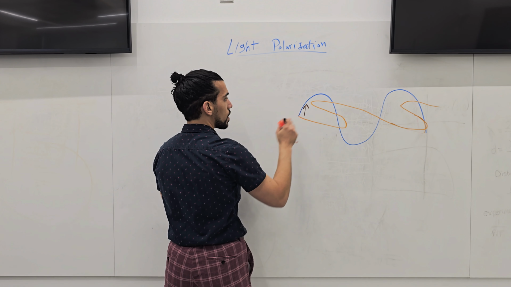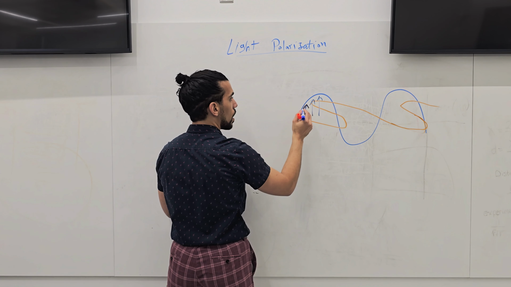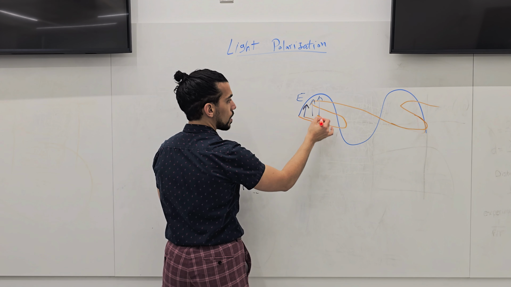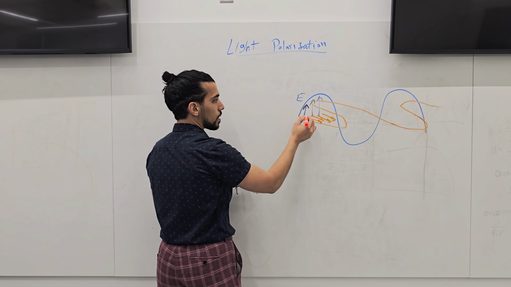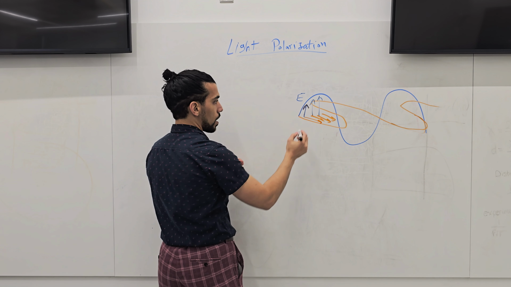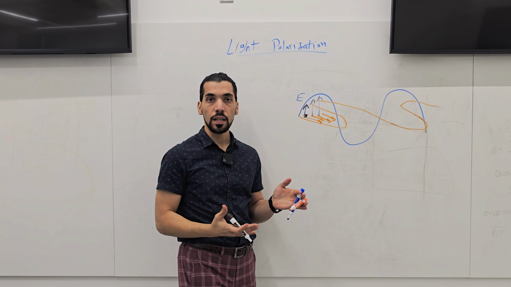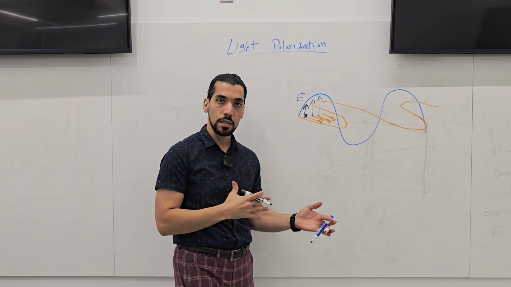If this is the electric field, let's say E, then this is going to be the magnetic field. So they have 90 degrees between both of them. And as we know, the change of electric field creates magnetic field, and the change in magnetic field creates electric field.